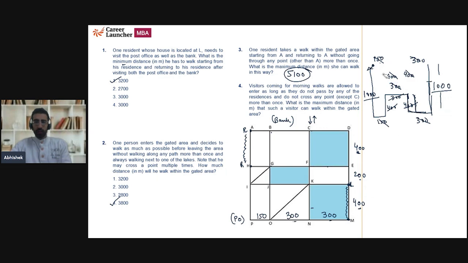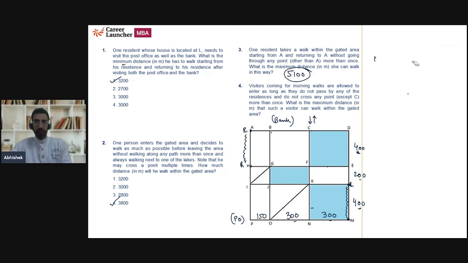The last question of this set says, visitors coming in from morning walks are allowed to enter as long as they do not pass by any of the residences. Okay. You cannot pass by any of the residences. So you can't walk along the path that has residences. You can't even pass the points A, H, L, M. Remember, these were our 4 points that are residences. We can't use them. Fair.